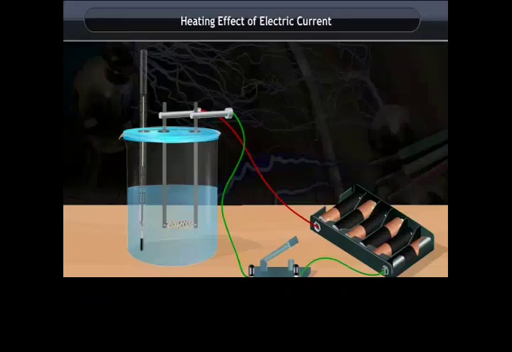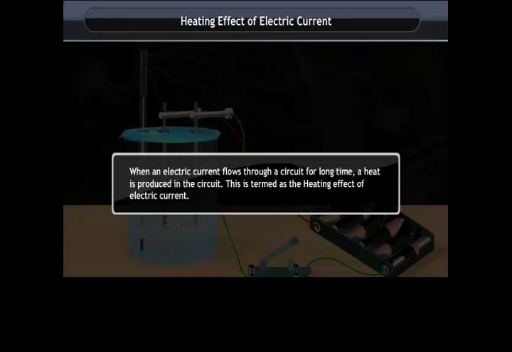The water in which nichrome was immersed absorbed the heat of nichrome and hence its temperature increased. So we have seen that when an electric current flows through a circuit for a long time, heat is produced in the circuit. This is termed as the heating effect of electric current.